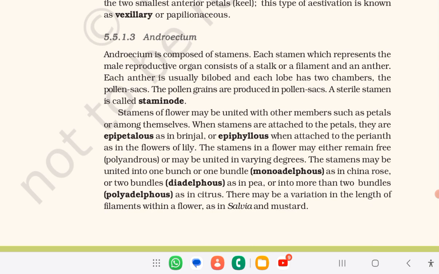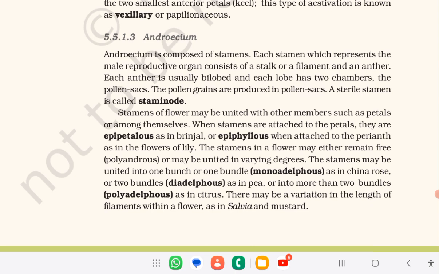Stamens of a flower may be united with other members such as petals or among themselves. When stamens are attached to the petals, they are epipetalous, as in brinjal, or epiphyllous when attached to the perianth, as in flowers of lily.